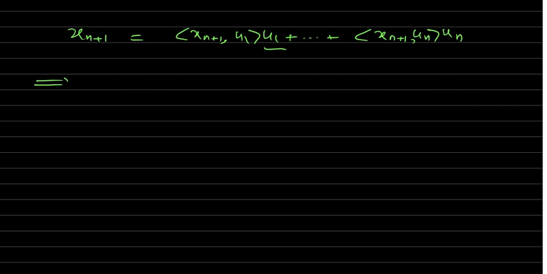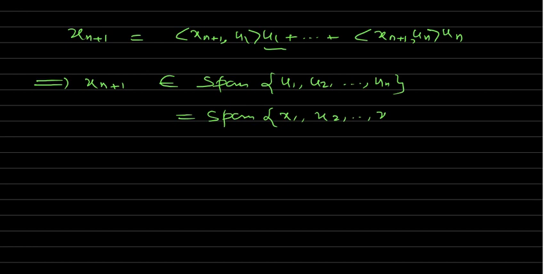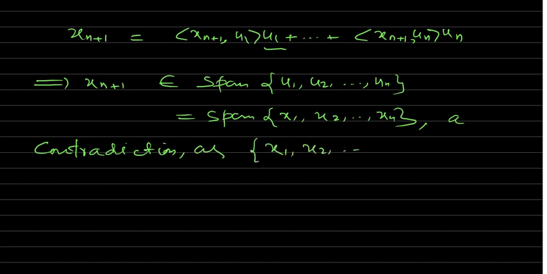So that means xn plus 1 belongs to the span of u1, u2, un, but this is the same as the span of x1, x2, xn. But this is not the case, as the set of vectors x1, x2, xn, xn plus 1 is linearly independent. If you have a linearly independent set, and you take any vector from it, you cannot write it as a linear combination of the other vectors, otherwise it would not be linearly independent. So this is a contradiction, as the set x1, x2 up to xn plus 1 is linearly independent.